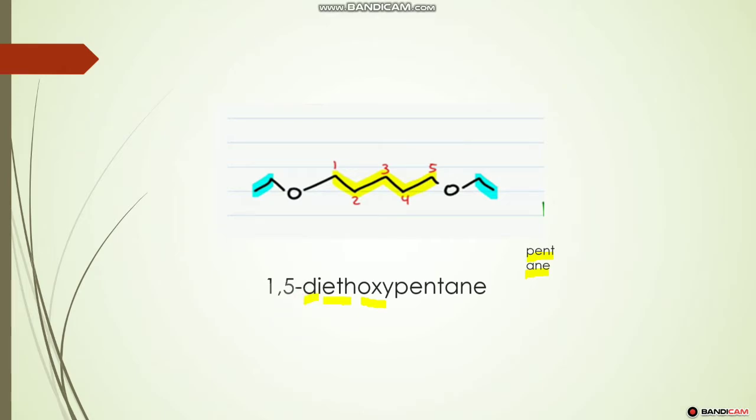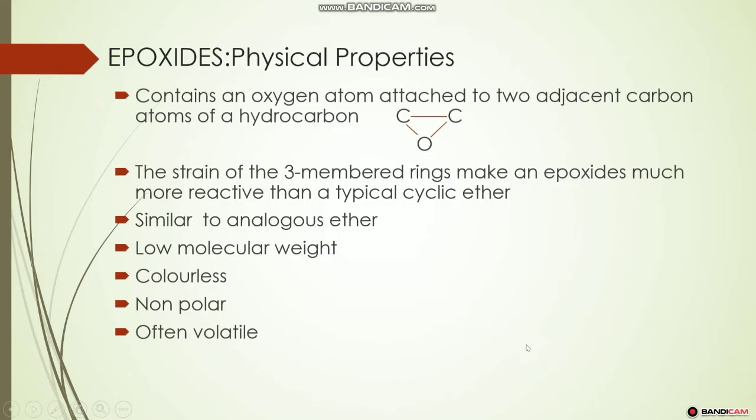And the 1 and 5 here are the locants. The first substituent is attached to the first carbon, so that is why it is 1. Then the second substituent is attached on carbon 5. So the name of this structure will be 1,5-diethoxypentane.